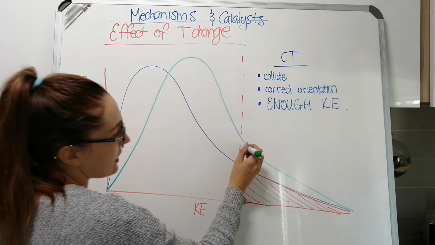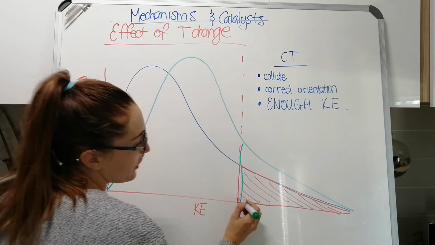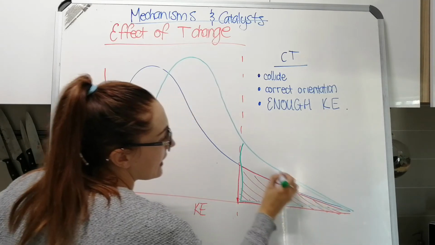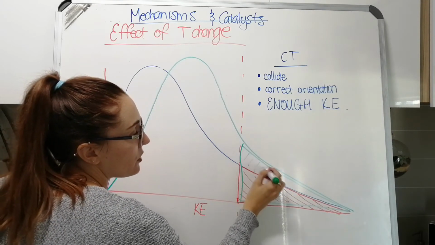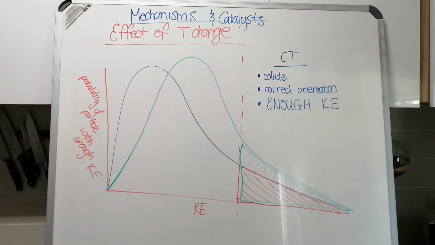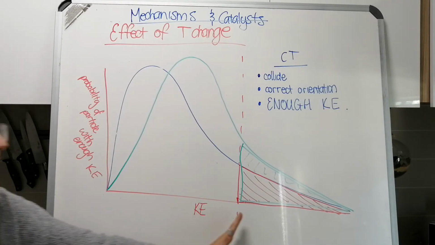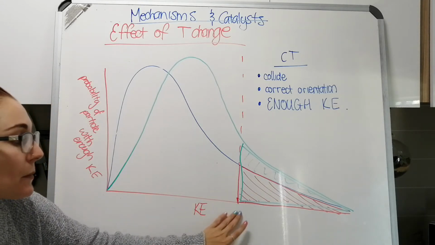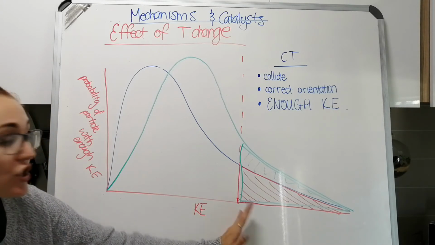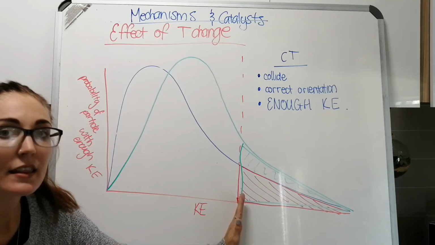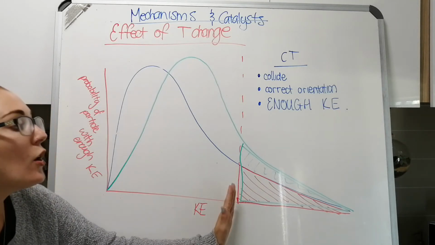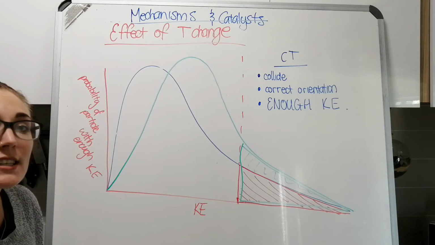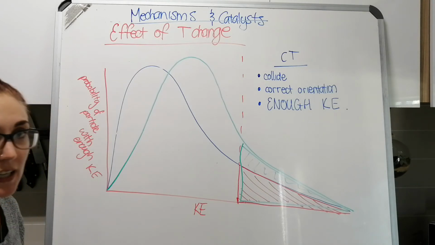So here you can see that the number of particles that have enough kinetic energy is now increased. We've got all of these as well. So increasing the temperature has kept the kinetic energy required the same, hey? The minimum energy required to start this reaction is still sat at the same number. They still need this kinetic energy. All we've done is we've increased the number of particles that have enough kinetic energy.